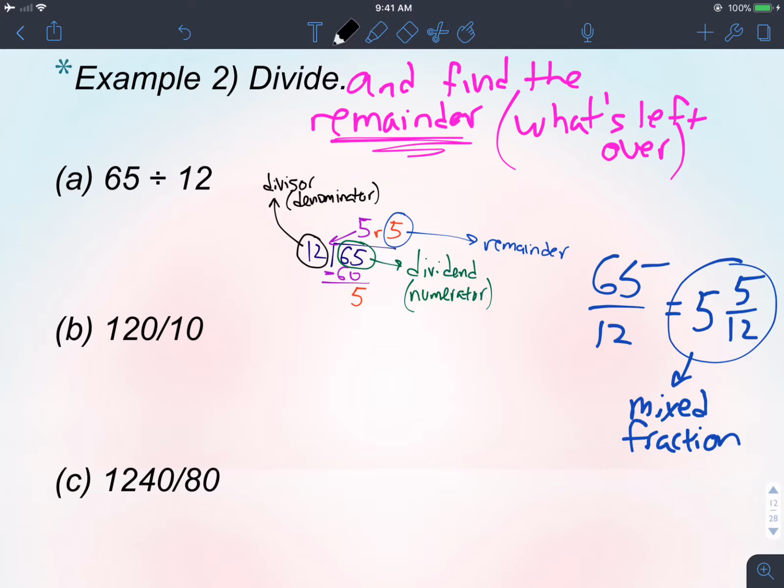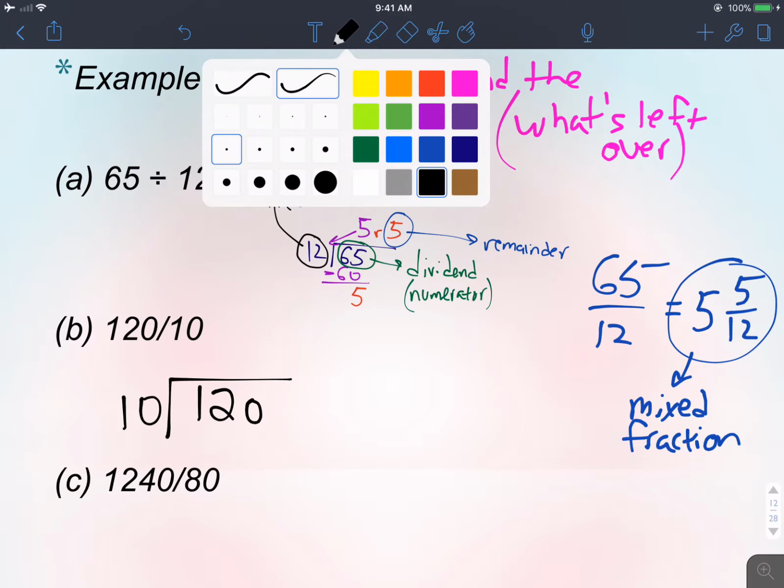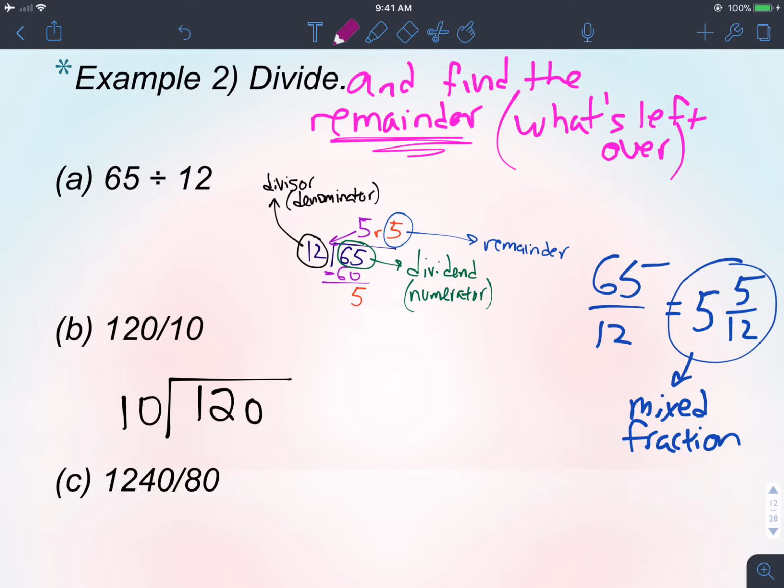120 divided by 10. The numerator goes inside, divided by the denominator, right? How many times does 10 go into 12? There's only 2 digits, right? So only look at the first 2 digits of the number. How many times does 10 go into 12?